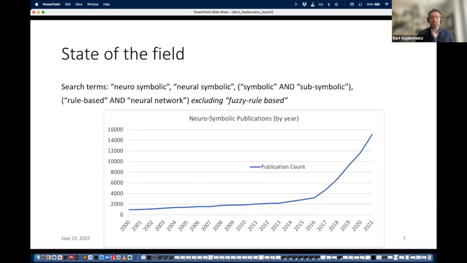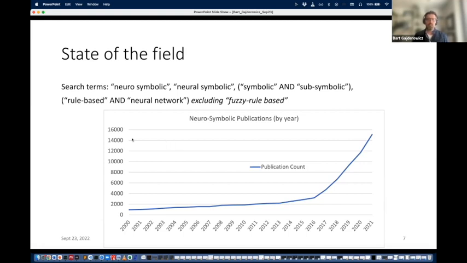So what is the state of the field right now? What I've done is I went to Google Scholar and I did a search on different terms that are related to this symbolic versus non-symbolic AI. Neural-symbolic is another term that people use. I also looked at rule-based and neural network, but I excluded fuzzy rules because fuzzy rules are sort of in the middle. So I didn't want to conflate the work that fuzzy rule research has done. I wanted to really focus on the symbolic versus sub-symbolic rules.